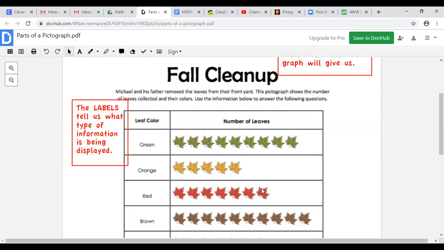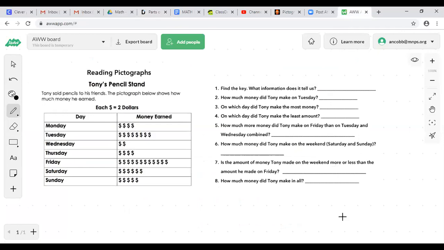All right, so now we're going to move on into our activity where we are going to look at Tony's pencil stand, which of course is the title of the pictograph. Tony sold pencils to his friends. The pictograph below shows how much money he earned. Each dollar sign equals $2.